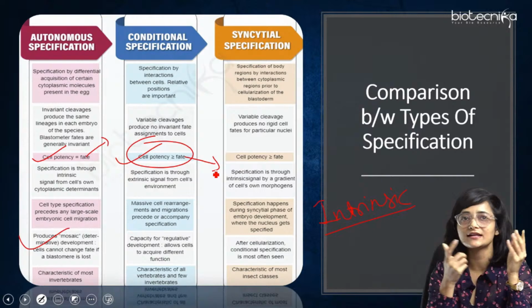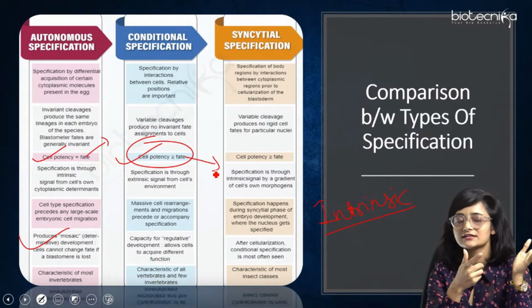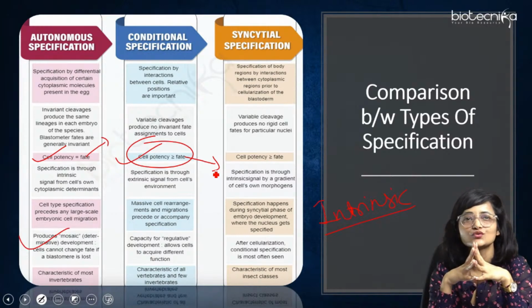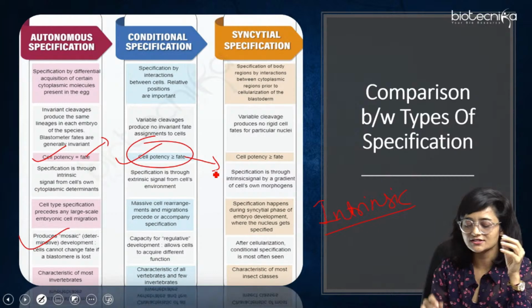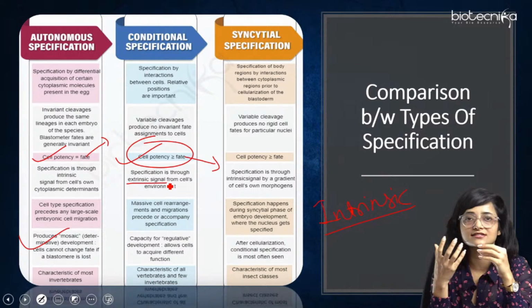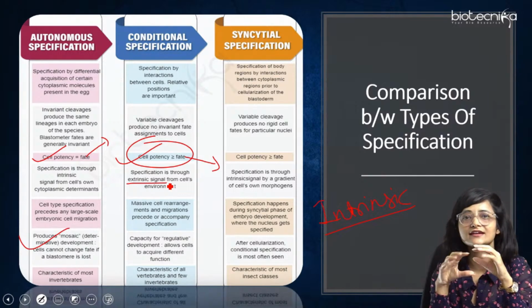While in the case of autonomous specification, what did we study? We studied that the cell potency is equal to the cell fate. Then comes that the specification is through extrinsic signals from the cell's environment. So here the extrinsic signals play a role, right? If we change the external signals, then the cell's fate gets reversed.